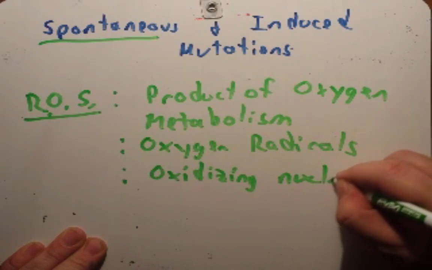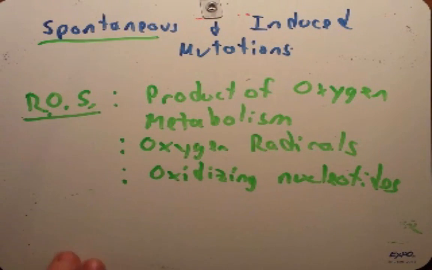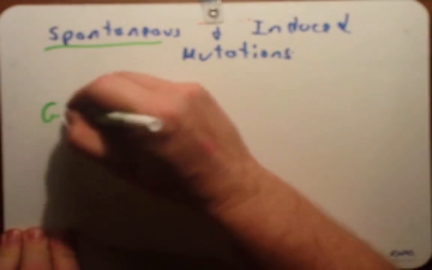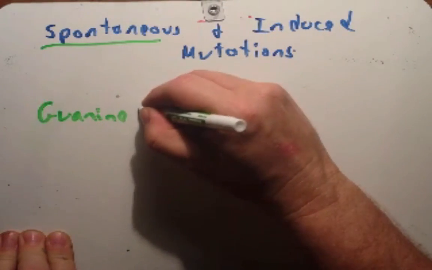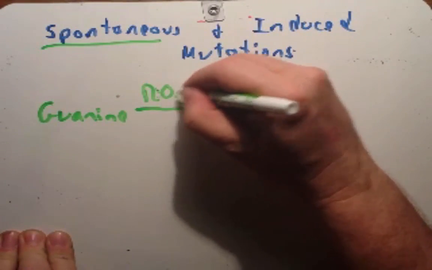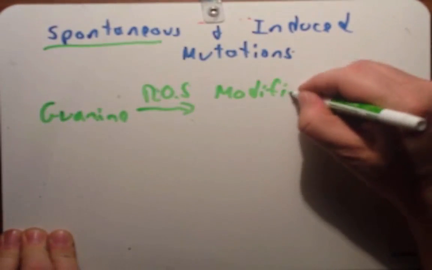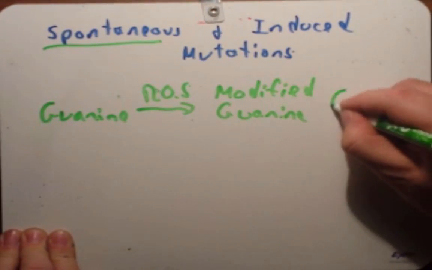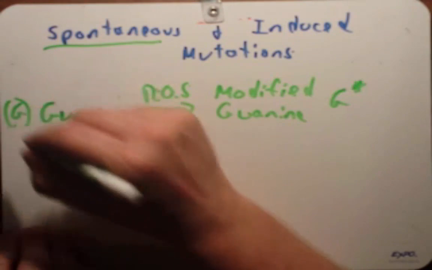nucleotides. I'm going to erase this to give us a little bit more room to talk about. Probably the best known example here is guanine. Guanine, when you expose it to reactive oxygen species, it makes a modified guanine. And we're going to call this G with an asterisk by it. And over here, we'll just call this G as we've always done.